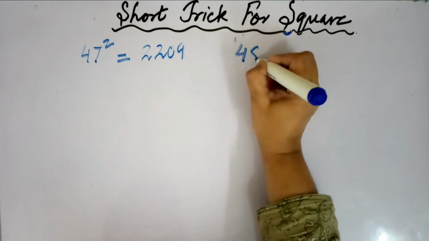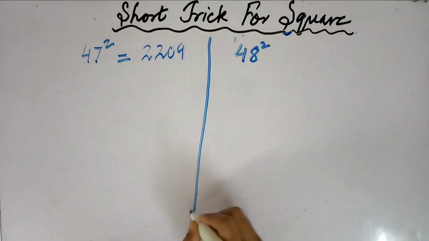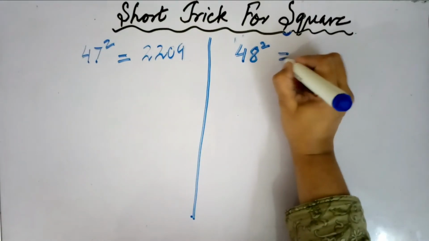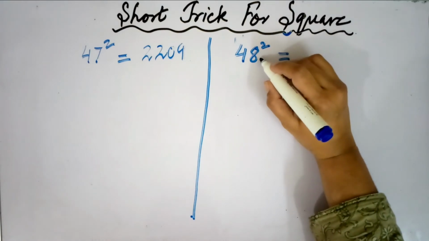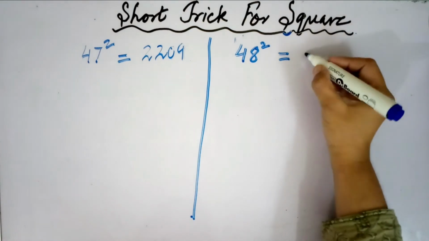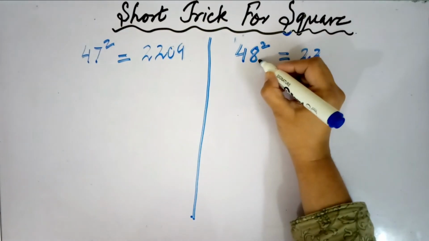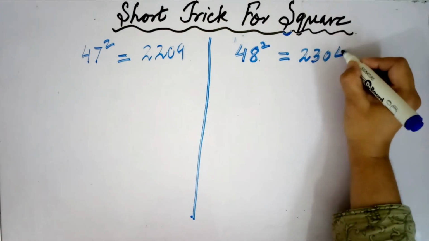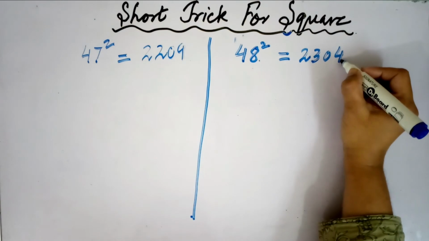Now this is 48. I am taking 48 square, and this is 2 less than 50. So we will subtract 2 from 25, because 25 is our reference point. That would be 23, and 2 square would be 04, because it is 2 less than 50. So we will take 2 square, which is 4.